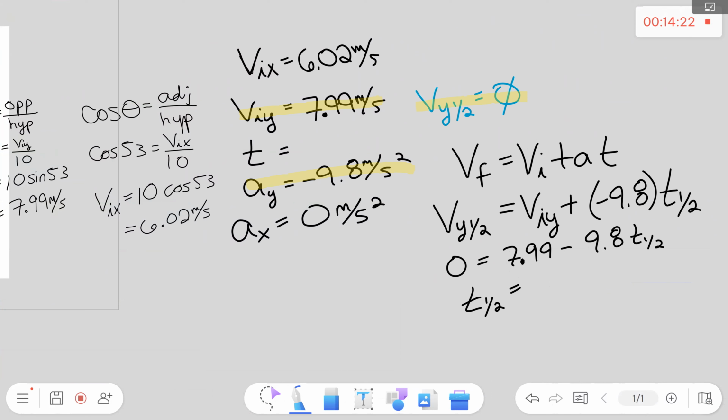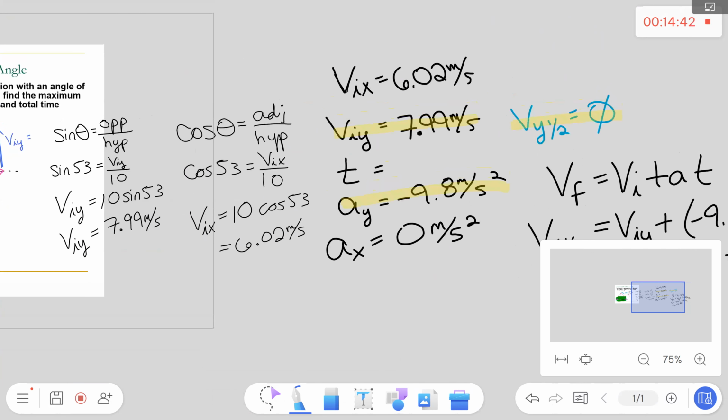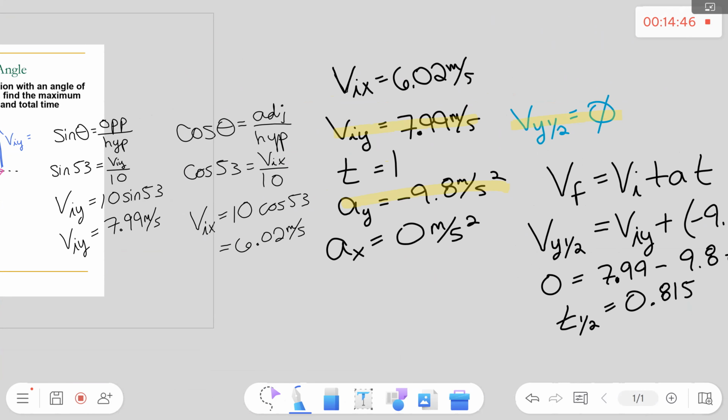0.99 divided by 9.8. I get my halfway time is 0.815. So how would I find full T? Multiply by 2, right? So I'm going to go back over here. I'm just going to multiply my number by 2. So my full time is 1.63 seconds. Let's make sure I've figured out my routing.